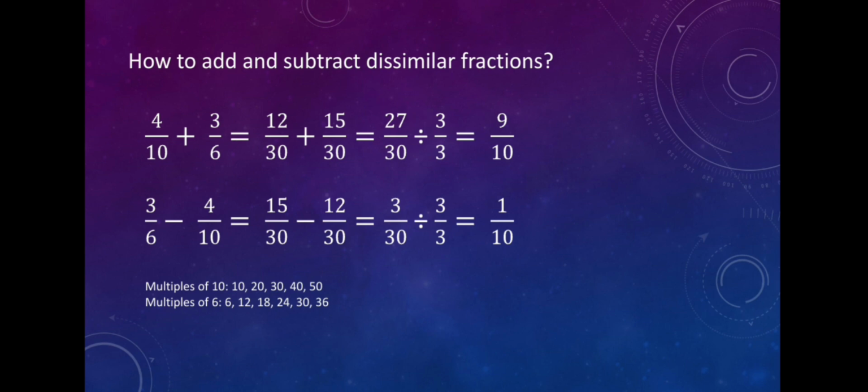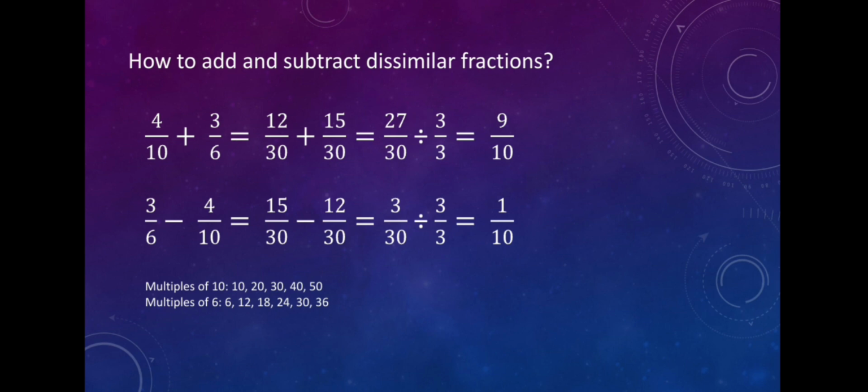For problem number 2, 3 over 6 minus 4 over 10. The least common denominator is 30. So 30 divided by 6, that is 5. 5 times 3, 15. Minus 30 divided by 10, that is 3. 3 times 4, that is 12. So now we observe that they are similar fractions. So we must subtract their numerators. 15 minus 12 is 3, and just copy the denominator, which is 30.